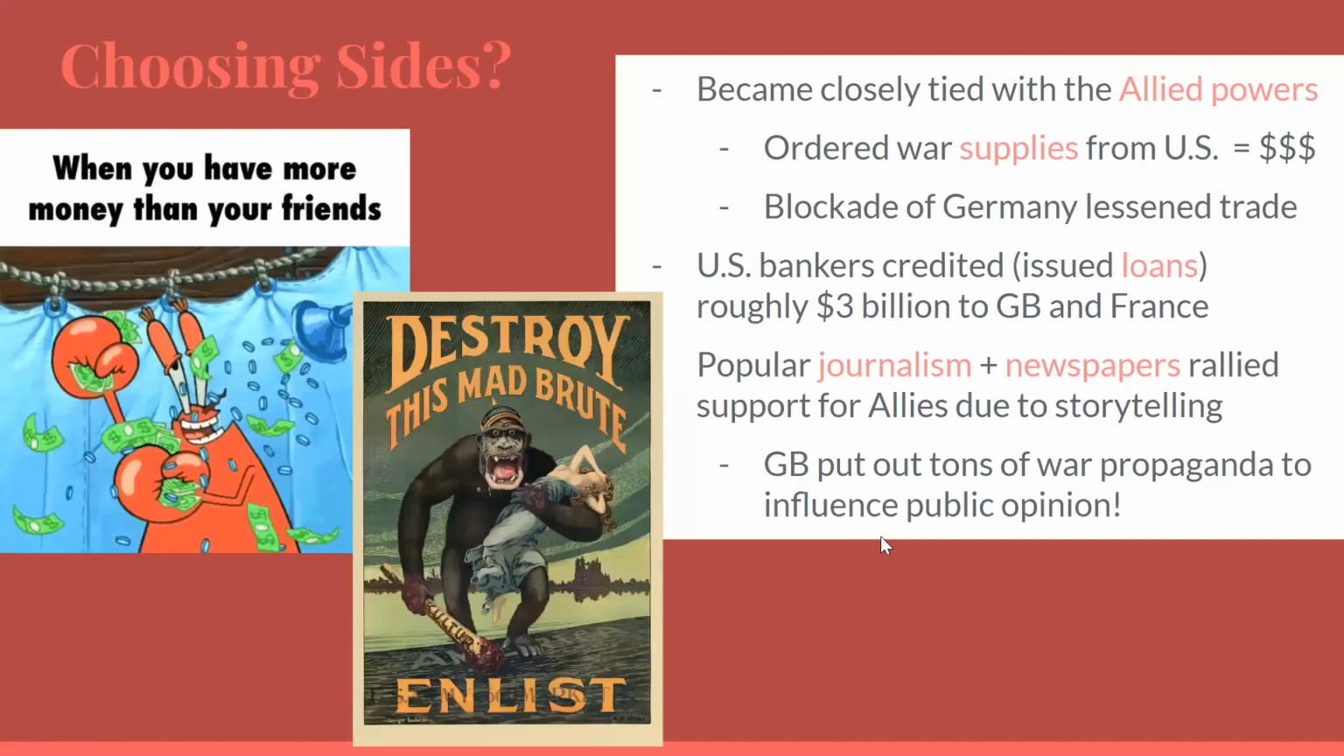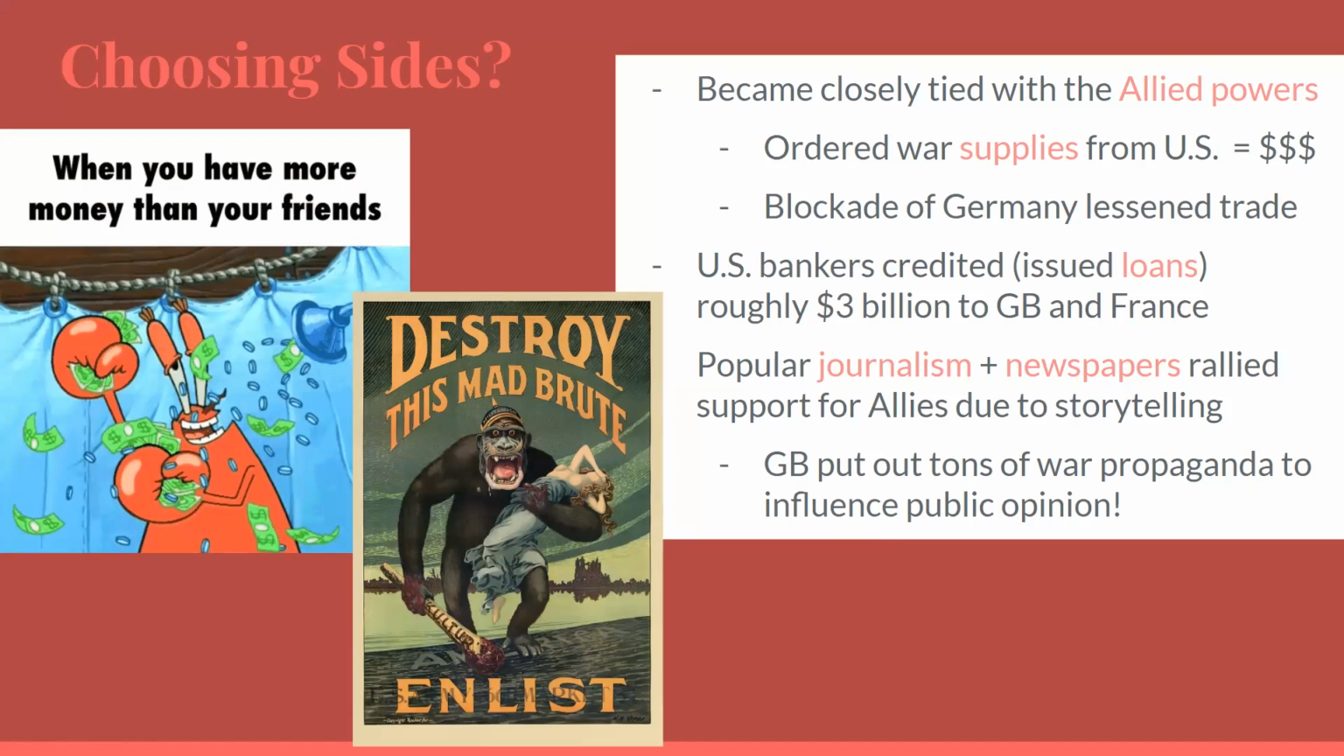But the US, while neutral, is not unbiased. We became very closely tied with the Allied powers for numerous reasons. One, they ordered a lot of supplies from us, and so we are making bank off of their wartime need. Because of that, we want them to keep winning, because they need to keep buying supplies from us.